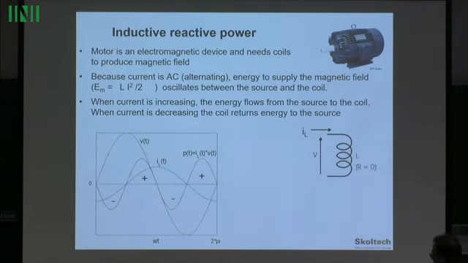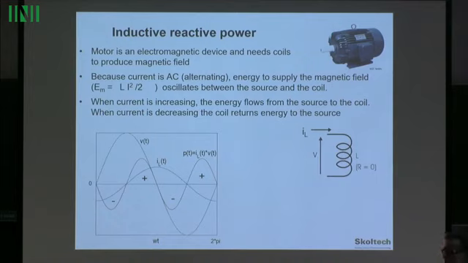Here we have the voltage and here is the current, shifted by 90 degrees as is the case for the coil. When the current is positive in half of the cycle, it flows from the source to the motor. It means the magnetic field of the motor increases. It sets up its magnetic field. And then in the other half of the cycle, the current goes back from the coil to the source. The current is decreasing, which means the energy is sent back. The coil demagnetizes itself and sends energy back to the source.